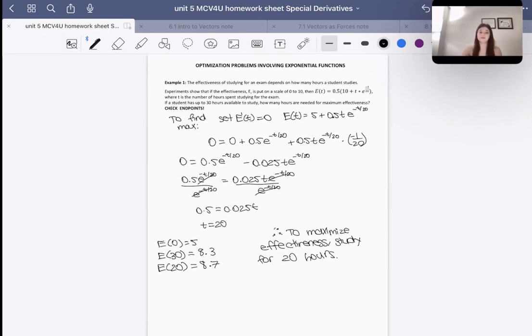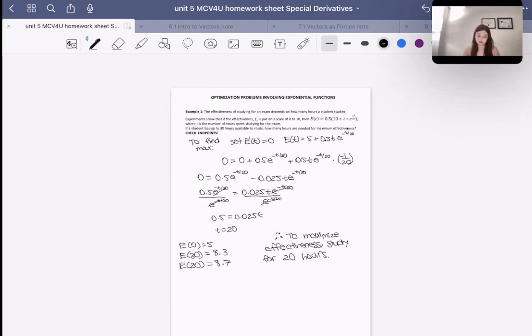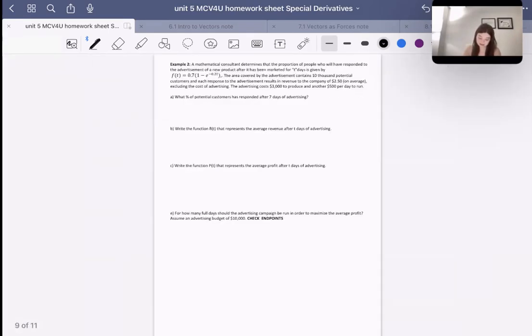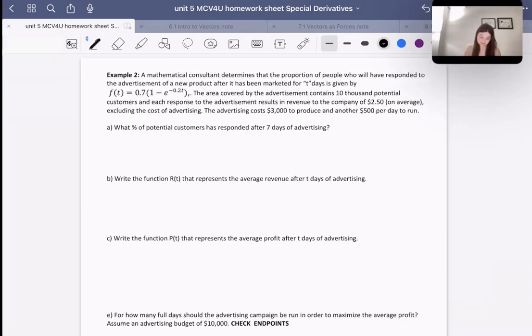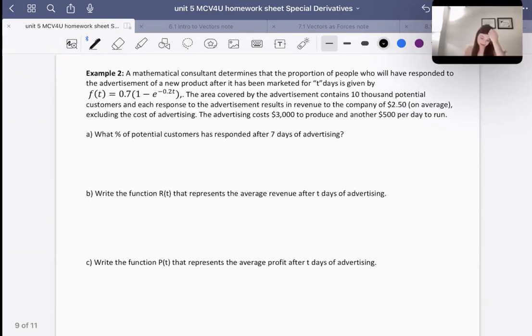There we go. All right, so let's do one more example, and then I think that'll be it for us for today. This one says a mathematical consultant determines that the proportion of people who will have responded to the advertisement of a new product after it has been marketed for T days is given by this function. The area covered by the advertisement contains 10,000 potential customers, and each response to the advertisement results in revenue to the company of $2.50 on average, excluding the cost of advertising.